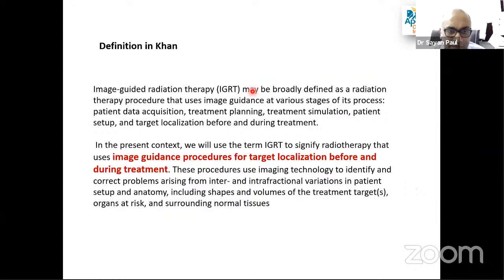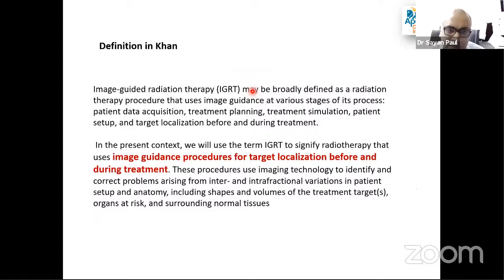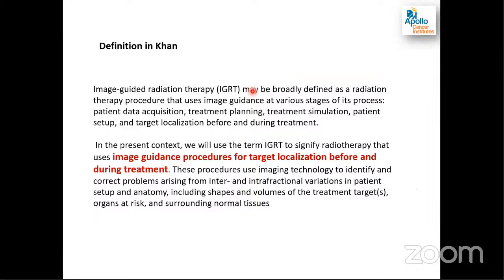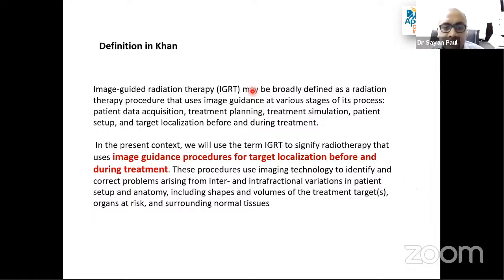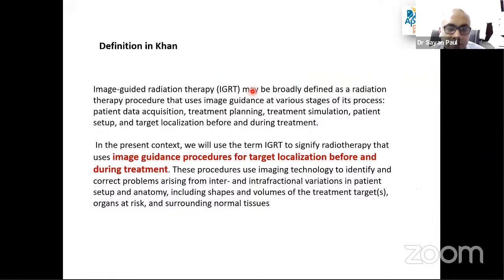In the present context, we'll use the term IGRT to signify radiotherapy that uses image guidance procedures for target localization before and during treatment. These procedures use imaging technology to identify and correct problems arising from inter- and intra-fraction variation in patients, setup, and anatomy, including shapes and volumes of the treatment targets, organs, and surrounding normal tissue.